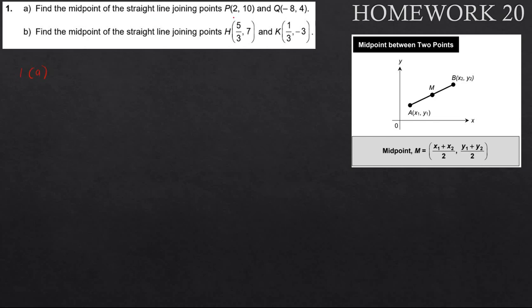Let's try the first one. Find the midpoint of the straight line joining P, 2, 10, and Q, negative 8, 4. So the midpoint of PQ equals x plus x: 2 plus negative 8 divided by 2, and y plus y: 10 plus 4 divided by 2. 2 minus 8 is negative 6 over 2. 10 plus 4 is 14 over 2. So the midpoint is negative 3, 7. Okay, that's the first answer.